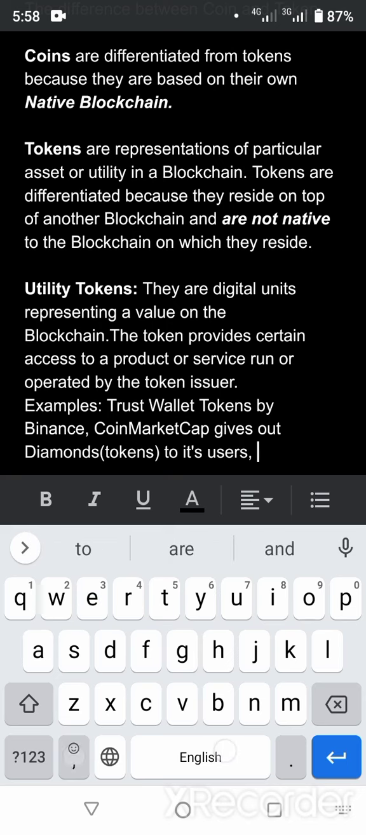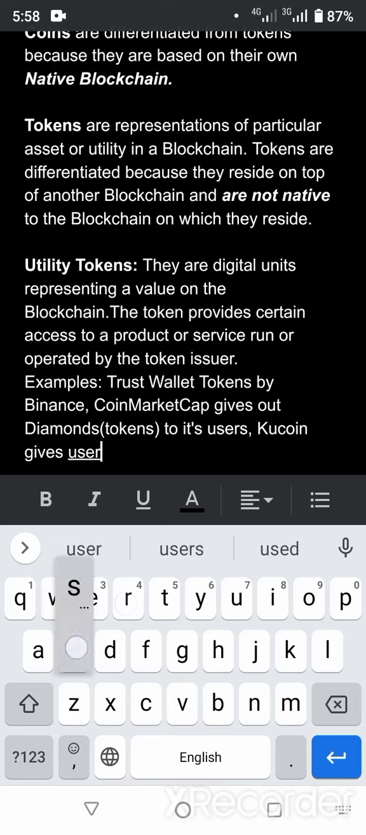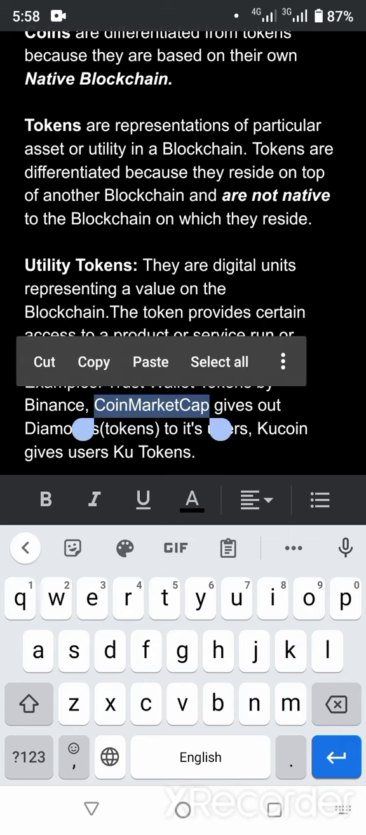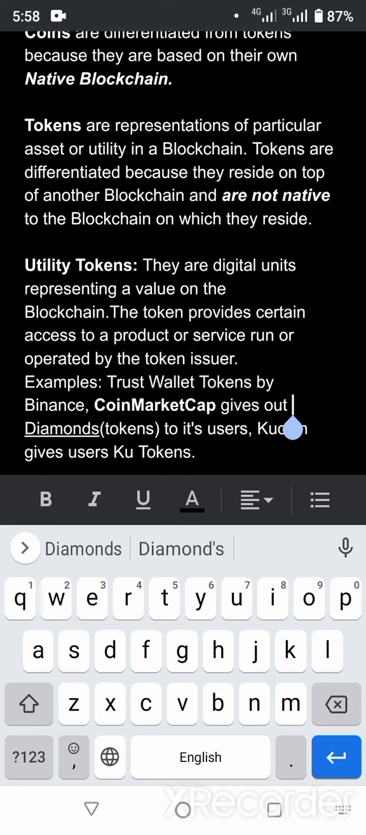Then another example is KuCoin. KuCoin gives users KU tokens. Now, some exchanges give out these tokens based on how frequently you use them. They give you access to a particular good or service that is run or operated by the token issuer. Now, CoinMarketCap and KuCoin are all examples of centralized exchanges.